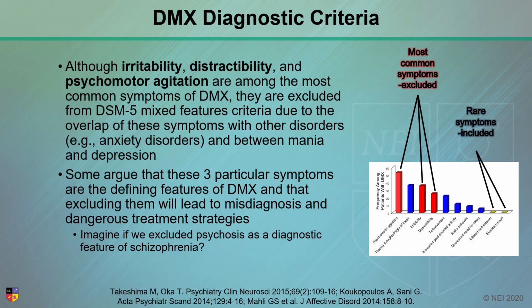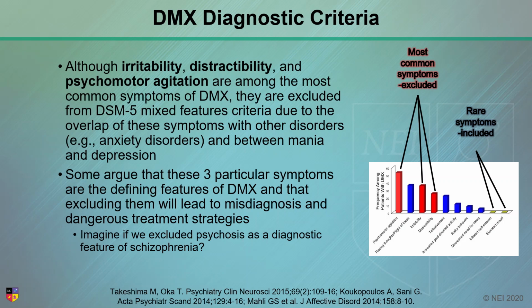DSM-5 criteria are based on consensus and on reliability, meaning if you give a list of symptoms, you can get different experts to agree that those describe a single syndrome. So it's a consensus-based, not a science-based diagnostic system. The experts are arguing that these three particular symptoms are the defining features of depression with mixed features, and excluding them will lead to misdiagnosis and dangerous treatment strategies. So ding, ding, ding, this is something to be paying attention to. Imagine if we excluded psychosis as a diagnostic feature of schizophrenia.